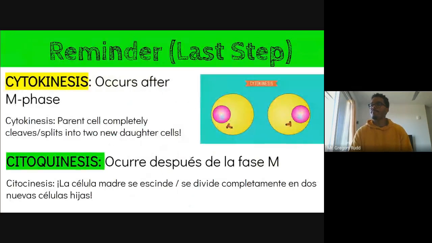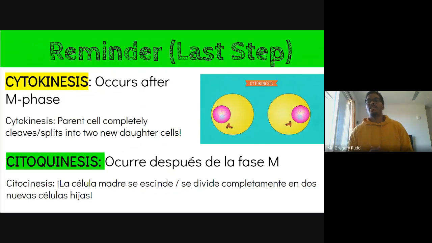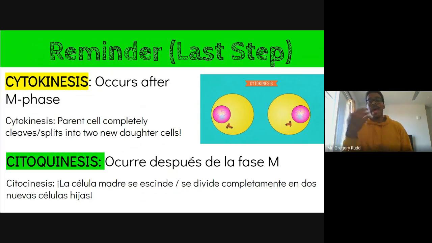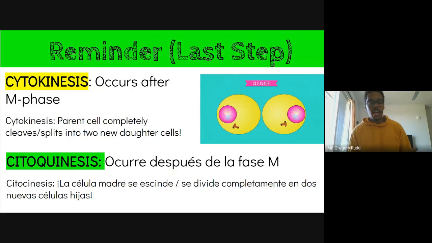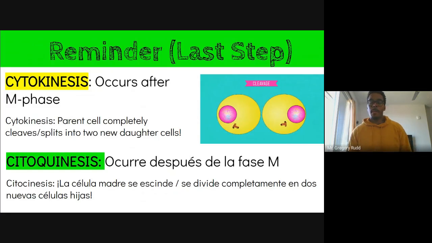Okay, and then after mitosis, we talked about this yesterday, but comes cytokinesis. Cyto means cell, kinesis means movement. Put it together, cytokinesis is cell movement. This comes after mitosis. It is not a step of mitosis. This is when the two cells officially split.